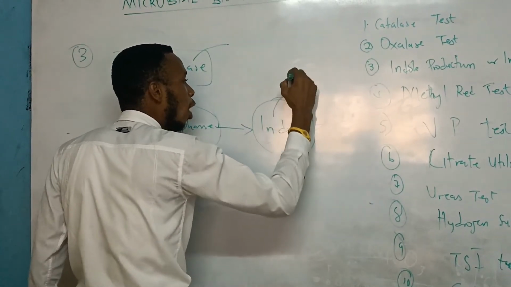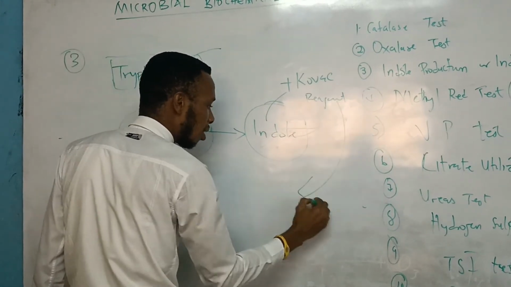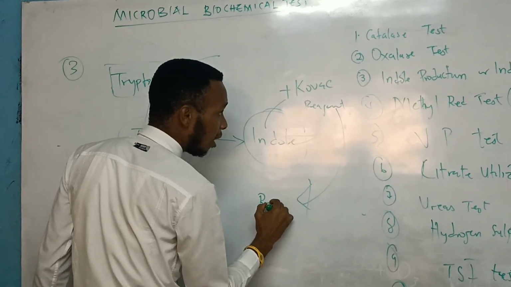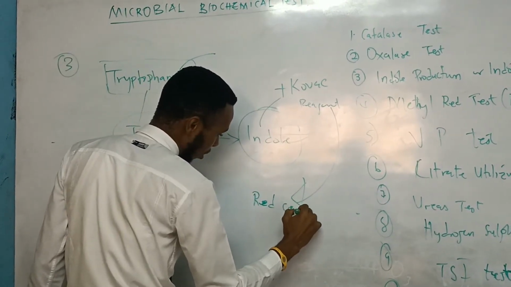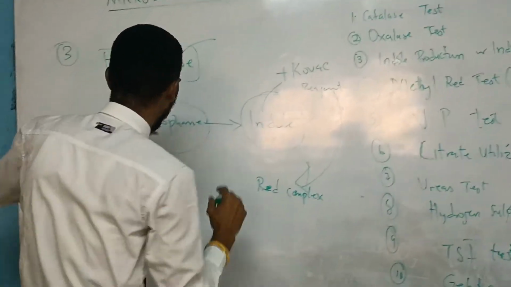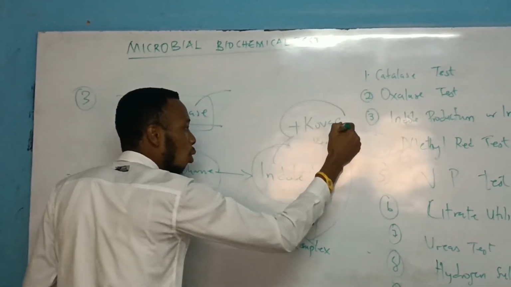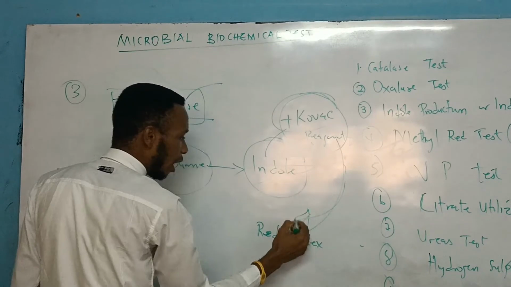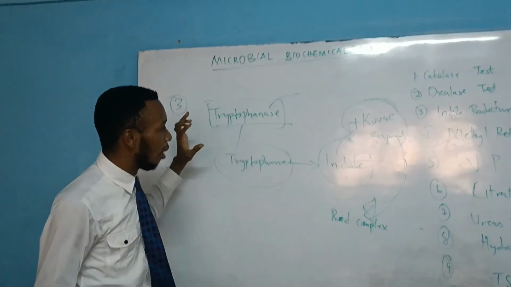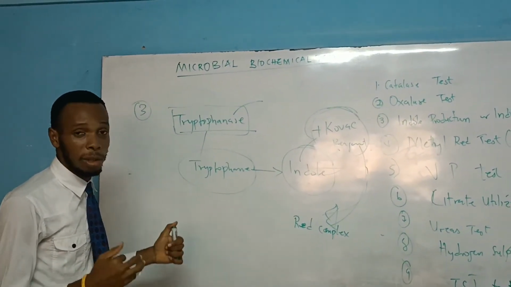Now, adding a Kovac's reagent to this indole gives us a red complex, or a red coloration. So when a bacteria produces tryptophanase and is able to act on tryptophan to give us indole, in the presence of Kovac's reagent giving us a red complex, or a red coloration, we say that the organism contains tryptophanase. And this is the principle behind the indole production, or the indole ring test, that we do in the lab.